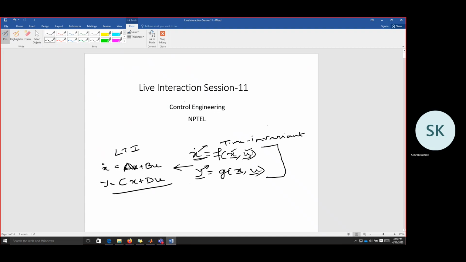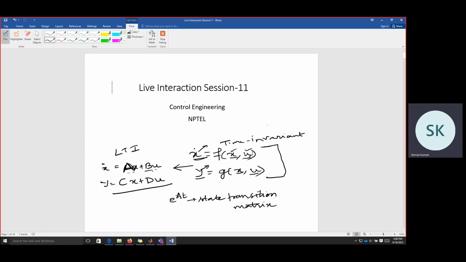For this, we know A is the dynamic matrix. So basically, it shows how the system states will evolve with time. From this matrix we'll find the state transition matrix, which is e to the power At. It is dependent on the dynamics matrix, and B is the input matrix. So this is the state space representation of an LTI system.